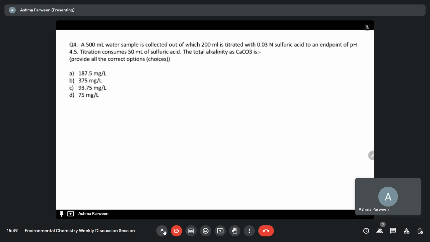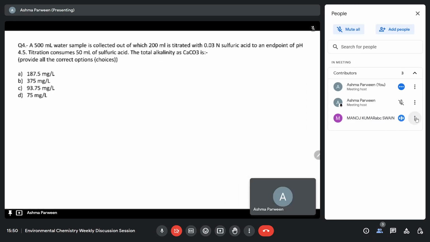On the basis of the value, I found the total alkalinity is equal to 93.75. No, no, C is not the correct answer. Let's see. The sample volume is 200 ml, not 500 ml. If it is 200, then P divided by this one.